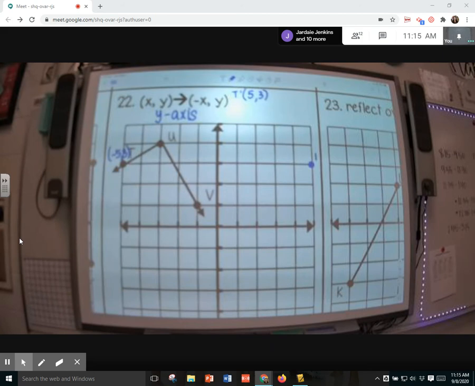Then U starts at negative 3, positive 4. So where's my U prime going to be? Positive 3, 4. Yep. And then V starts at negative 1, 1. So where's V prime going to be? Positive 1, 1.